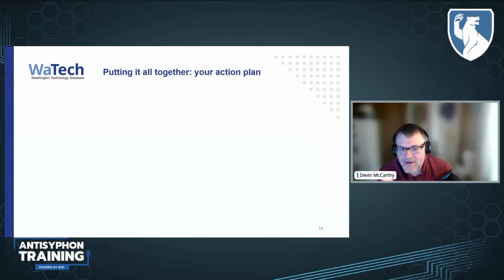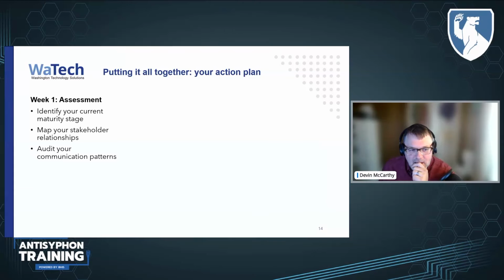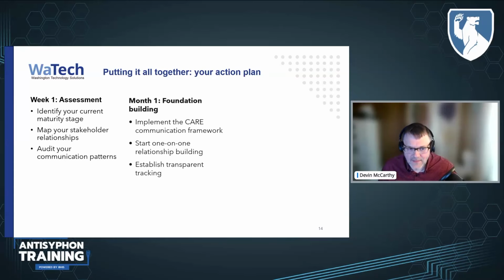I wanted to put together a plan of action on some milestones and what that would look like in a particular maturity of your vulnerability management program. So week one would be assessing where you are: identifying your current maturity model, mapping your stakeholder relationships, and auditing your communication patterns. So enacting that care, or starting to at least see where you are at.